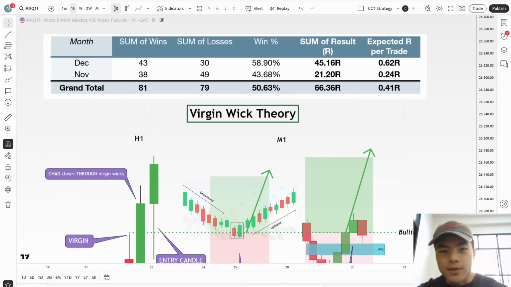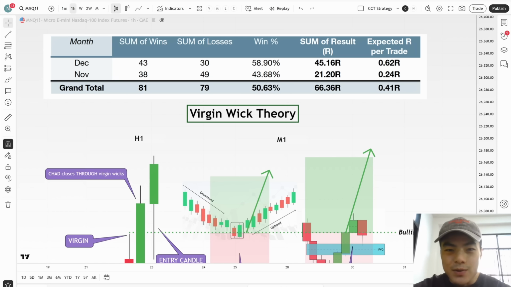I just backtested another month of Virgin Wick Theory trades, bringing my backtesting data to a total of 160 trades for a net total of plus 66R over December 2025 and November 2025 on gold and NQ. But the data is showing very clearly that one specific entry model and one specific kill zone is the clear edge if you want to maximize your profits.